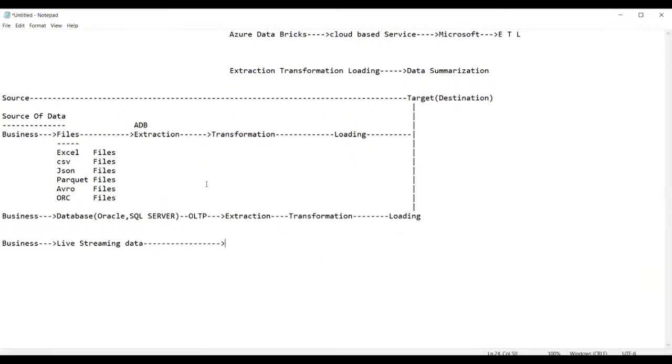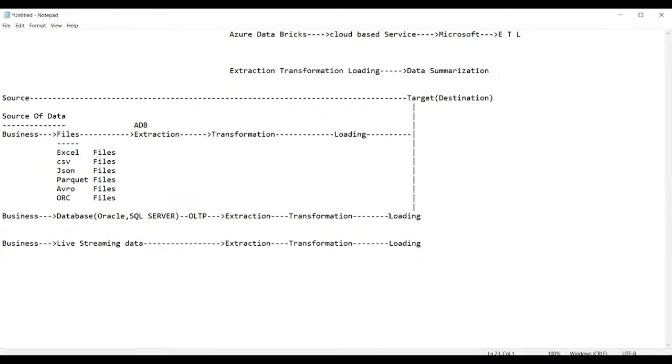And this process is called the process of extraction. We perform the extraction on this data. Once the extraction is done, then the process of transformation happens. So what is transformation? Transformation is the actual process of data summarization. And once the data summarization is done, finally, what do we do? We load the data into the target, guys.